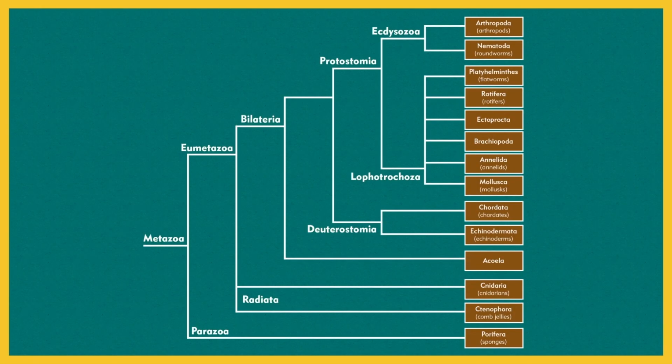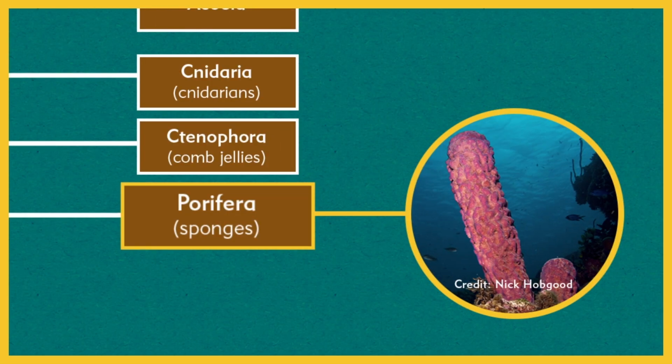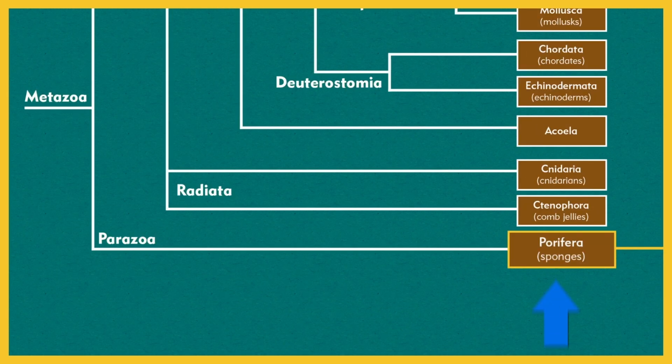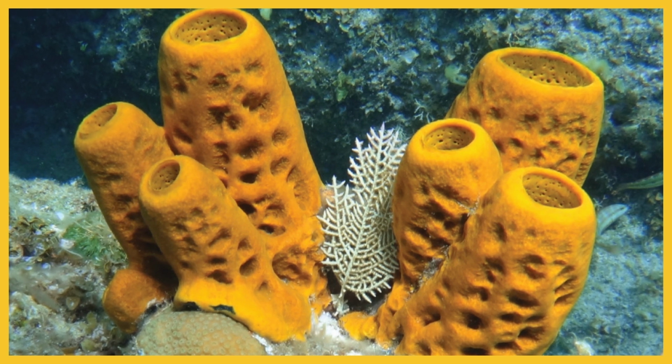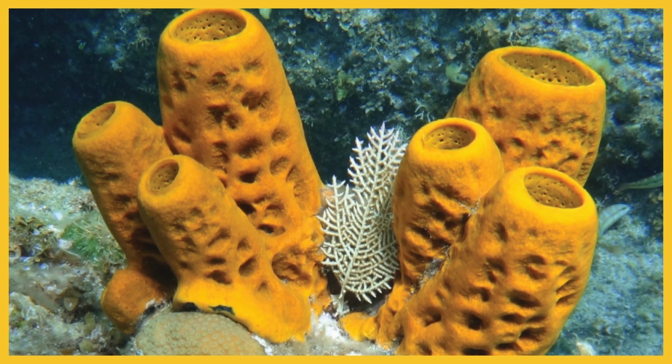Our first stop on the invertebrate tour, let's check out sponges. Sponges are in the phylum Porifera, and they're considered basal animals. This means their lineage is the closest to the original common ancestor. Because of this, sponges aren't too fancy. They lack true tissues and are sedentary, meaning they don't really move on their own.